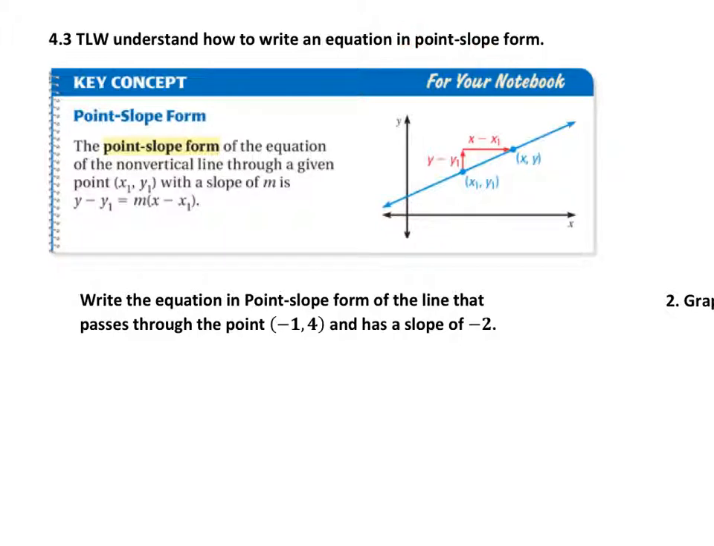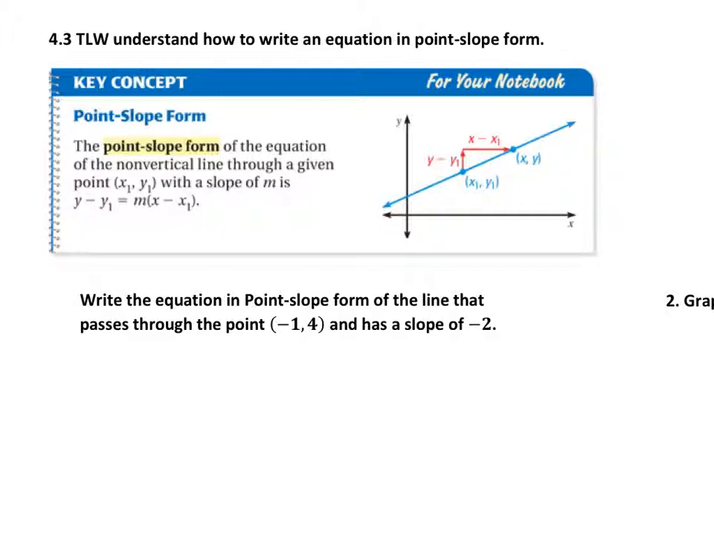So it says, the point-slope form of the equation of the non-vertical line through a given point (x1, y1) with the slope m is y minus y1 equals m times (x minus x1). And again, we're just moving from the slope, remember? Isn't that what you do? You take a y value minus y1, the x value minus x1.